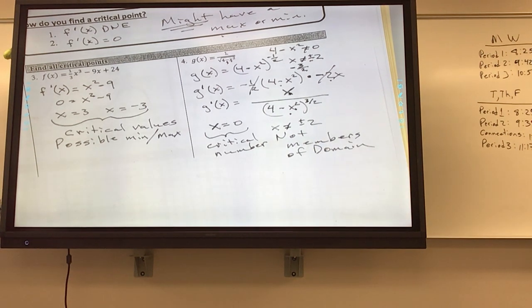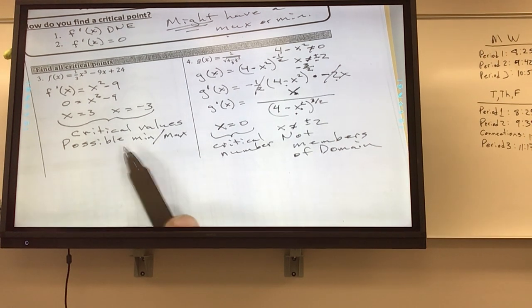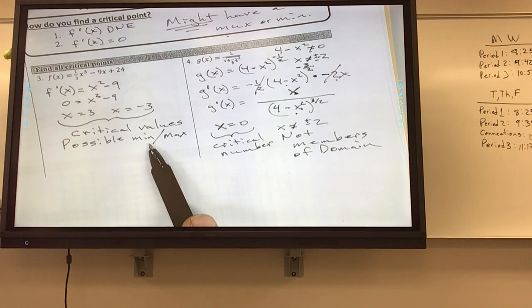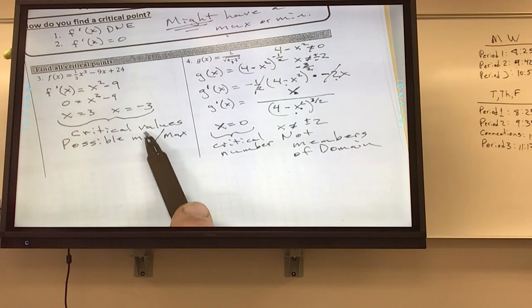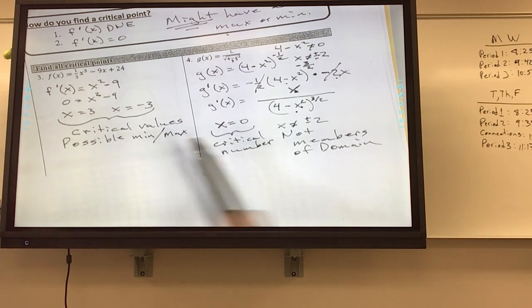So what stops 3 and -3 from automatically being critical values? Because they make the derivative 0. They're not only critical possibilities. No, they're automatically critical values. We don't know if they're maxes or mins. To be a critical number, you simply have to make the derivative 0 or make it undefined. That's all you have to do.